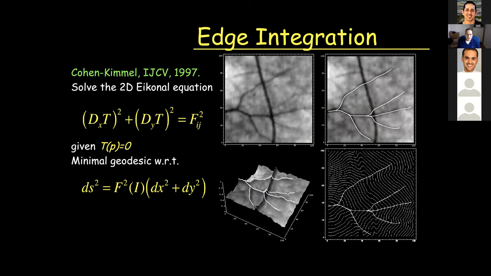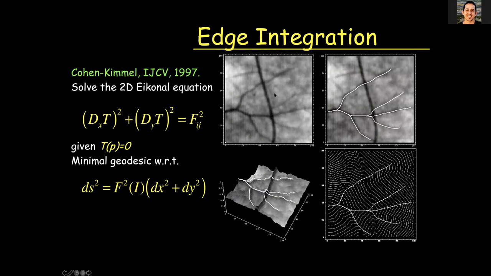Assume that now your image is your penalty and you're trying to extract these veins in the picture of the retina. What you would do is click at this point as your starting point and then compute, what you see here are the level sets of your distance function. Then you click here and the minimal path is in fact the minimal geodesic, and it has a semantic meaning.